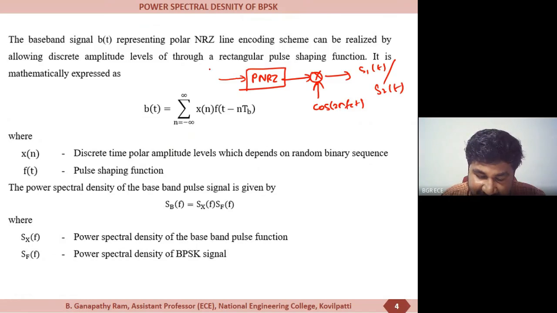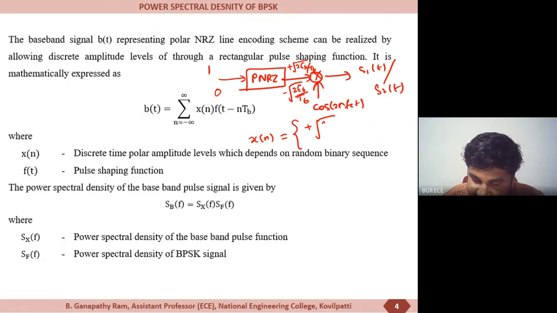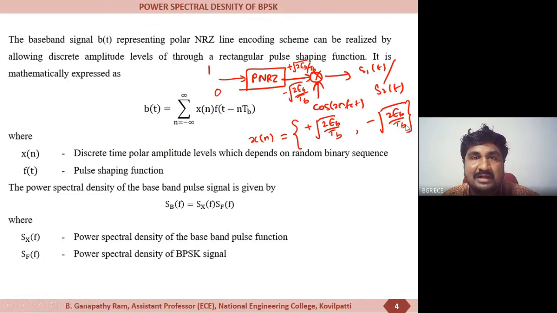So if the binary data is 1, then it has to produce square root of 2EB by TB. If it is 0, it has to produce minus square root of 2EB by TB. So the random binary data x of n can have two different values, that is plus square root of 2EB by TB or minus square root of 2EB by TB, depending upon the input binary sequence.